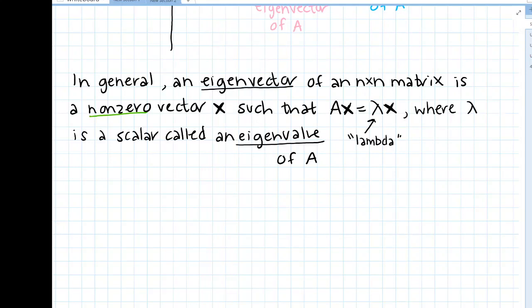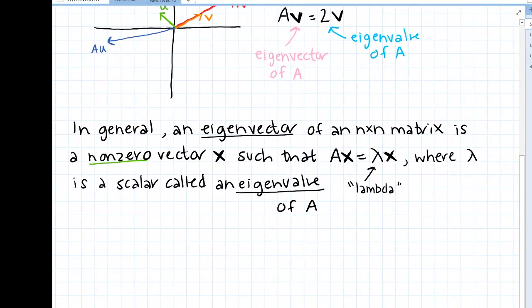Okay, so let's do another example. We're going to be doing this two different ways. One way is kind of what we just did, which is you're given the eigenvector and you have to find the corresponding eigenvalue. And that's kind of the easier way to do it. Then we'll do a couple of examples where you're given an eigenvalue and you have to figure out an eigenvector that goes with that eigenvalue.